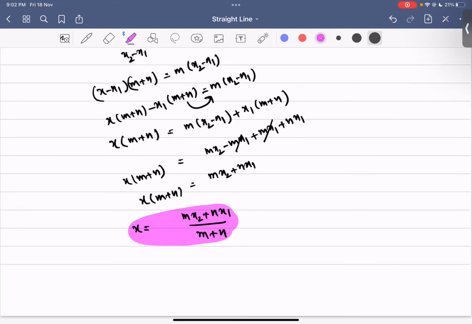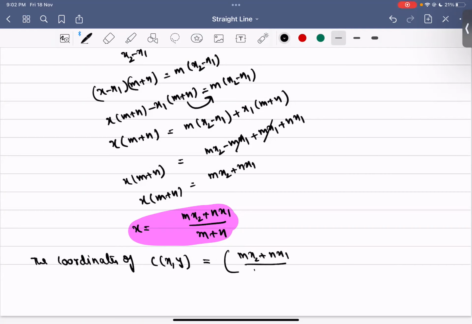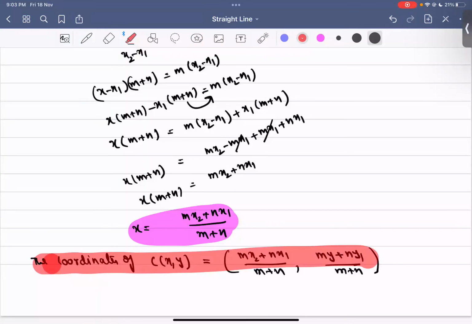Therefore, the coordinates of C x, y are equal to mx2 plus nx1 by m plus n, my2 plus ny1 by m plus n. So this is the division point. You memorize this as the formula. This is the internal division formula.